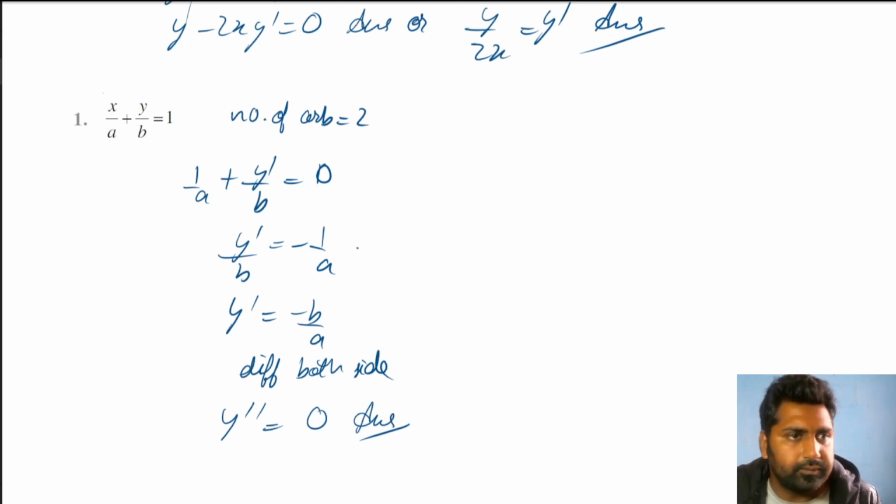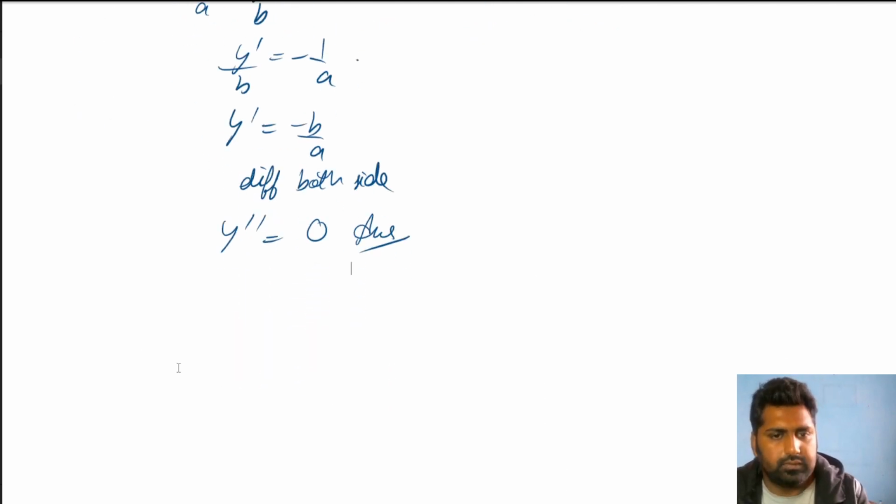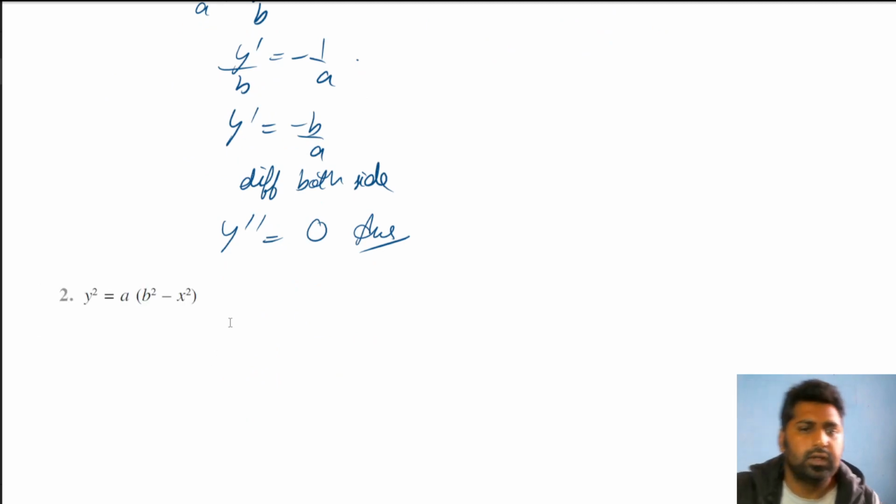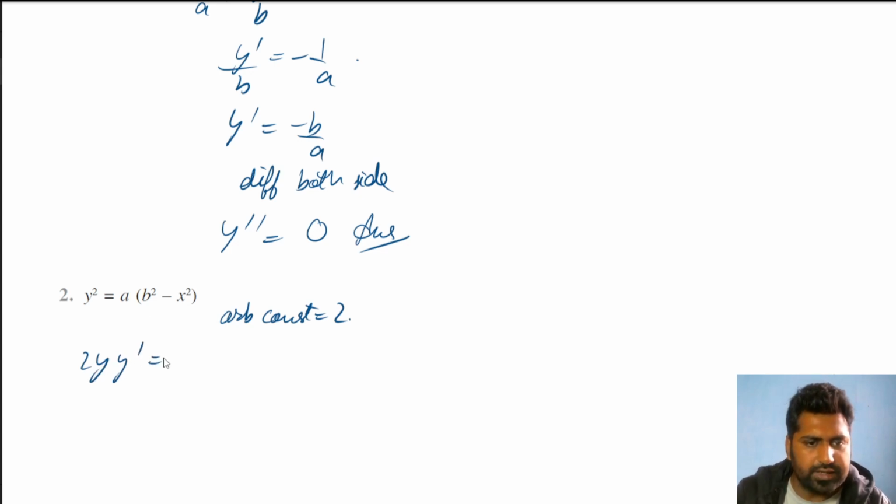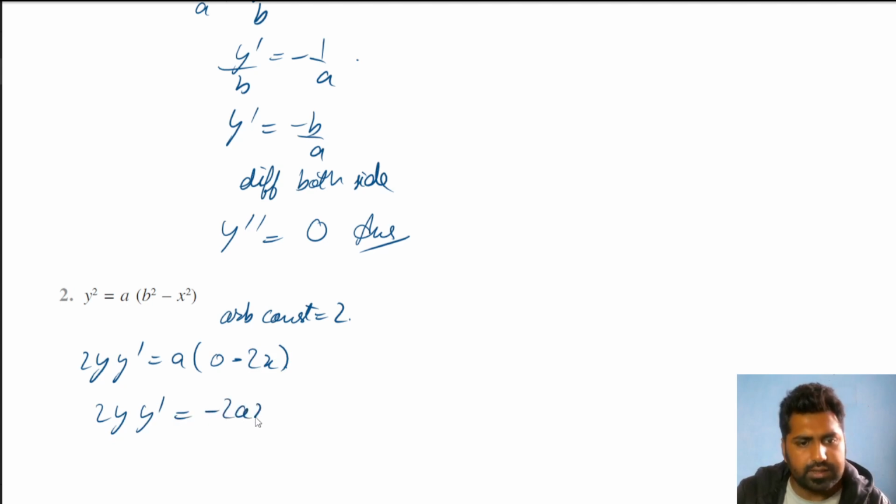Next question. Again we have the equation. How many arbitrary constants? 2, so 2 times we have to differentiate. Let's differentiate one time. So 2y dash is equal to a is constant, let it stay in multiplication. B square differentiation is 0, minus x square differentiation is 2x. So 2y dash is equal to minus 2ax. The second variable is already eliminated.